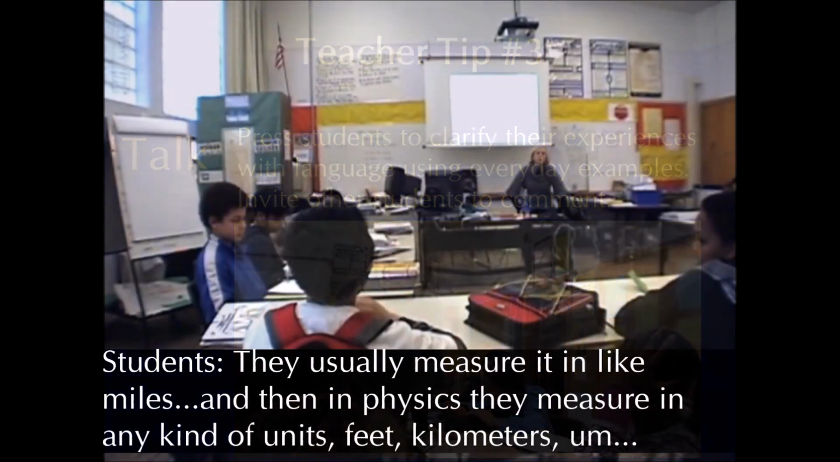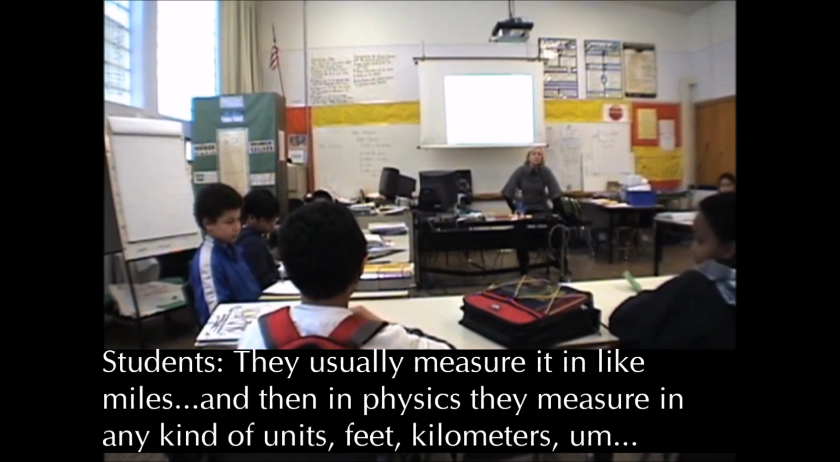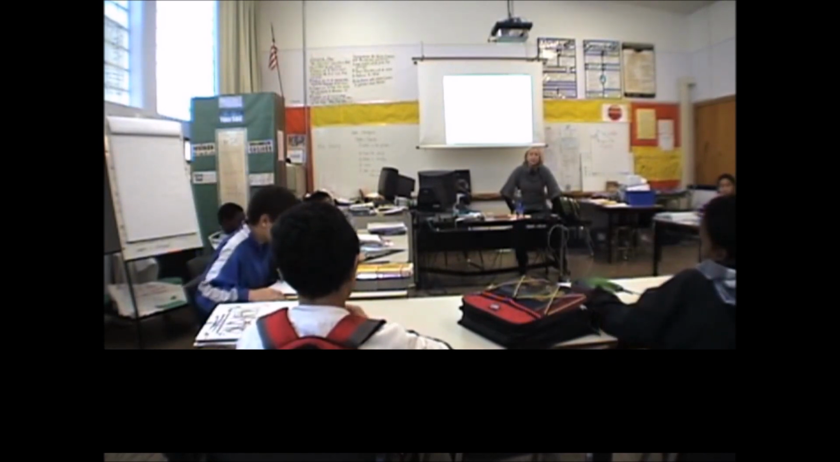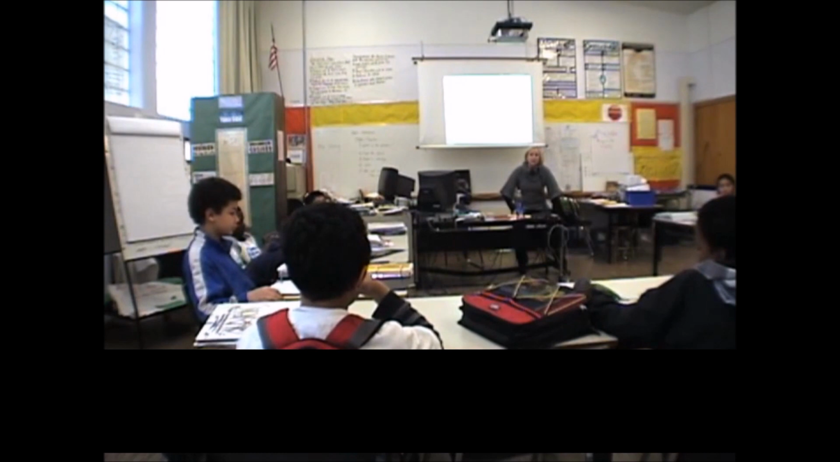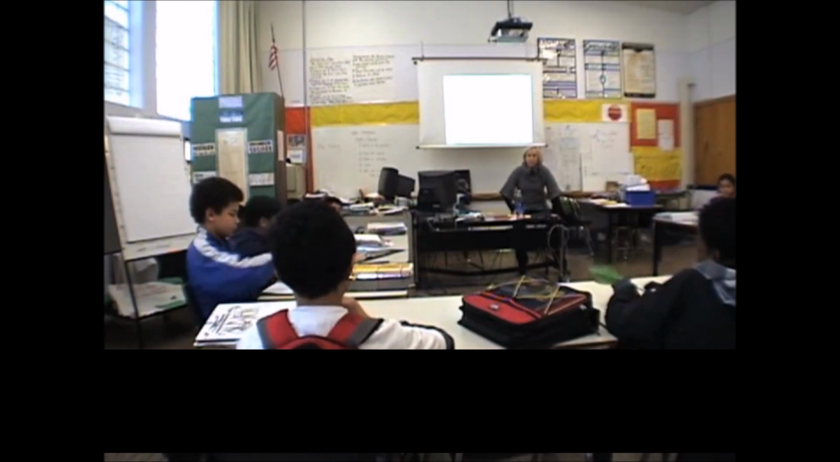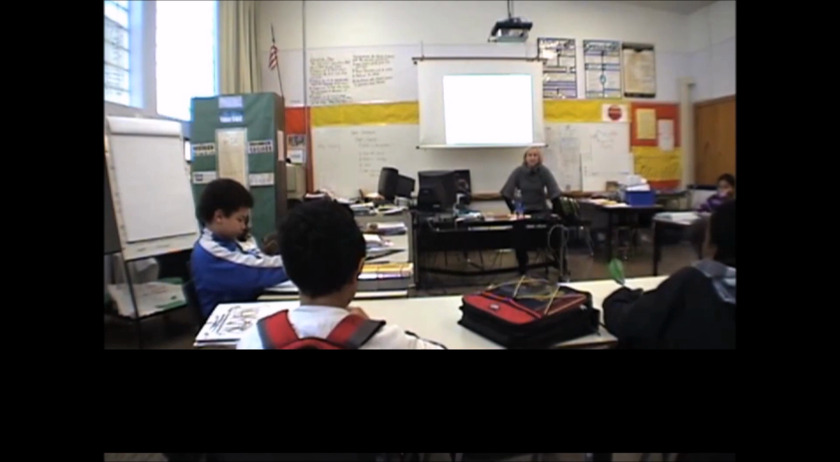They usually measure it in like miles, and then in physics they measure it in like any kind of units, like feet, kilometers, inches. Okay, so you're saying that in everyday life, acceleration is in miles, but in physics, it's in kilometers, feet, inches, like all different kinds of units? Yeah. Okay, so does anybody have something that they would like to add or change about Samson's idea?